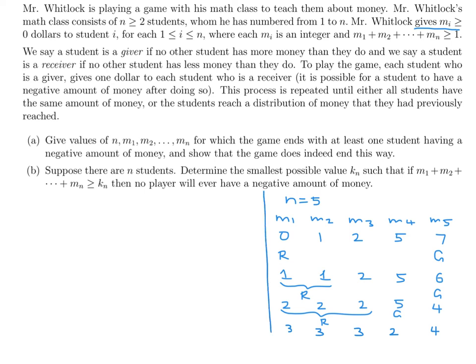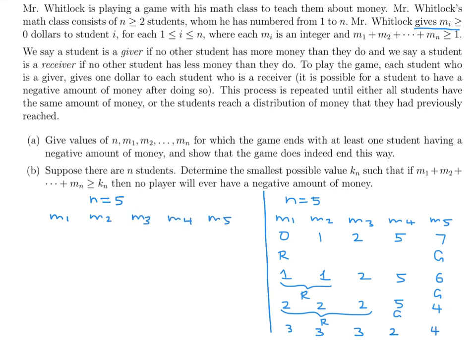So let's see what we can play around with in part A. Given values of N, M1 through MN, for which the game ends with at least one student having a negative amount of money, show that the game does indeed end this way. Okay, so let's start off again with N equals 5, and then we've got M1, M2, M3, M4, M5.